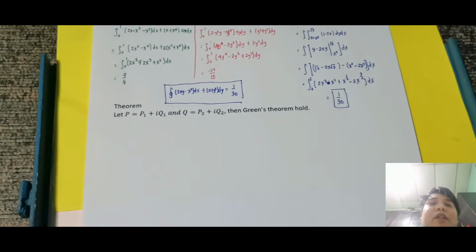Okay, so let's have this. If P is equal to P sub 1 plus iQ sub 1 and Q is equal to P sub 2 plus iQ sub 2, then Green's Theorem holds.